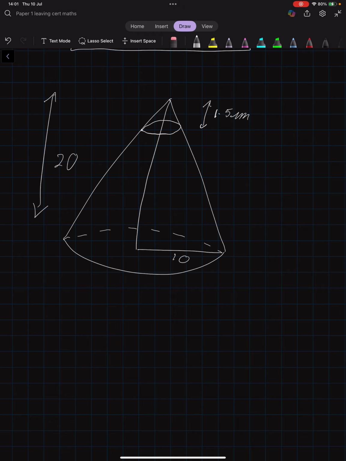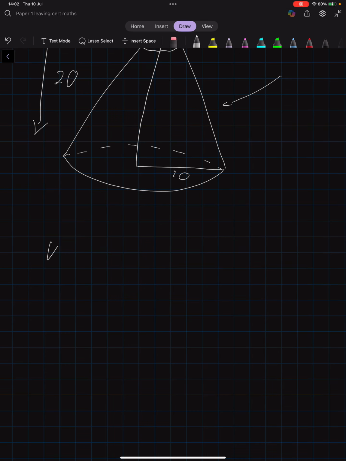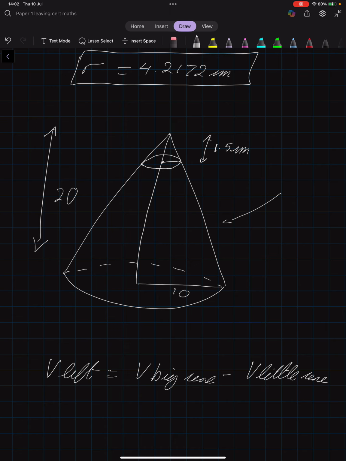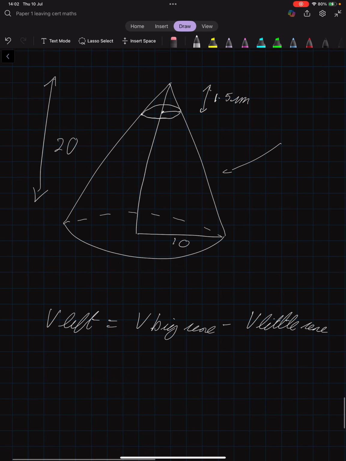Okay. First of all, what they want to know is what is the volume of this shape that's left. So the volume that's left would be the volume of the big cone minus the volume of the little cone. That's the easiest way to do these things, because you have a weird shape. You can't get the volume of this shape on its own. But you can say, well, what's the volume of the big cone? I can figure that out. What's the volume of the little cone? I can figure that out. You got the big cone, you got rid of the little cone, and that's what you're left with.